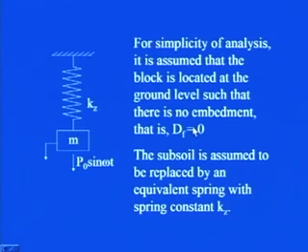Now, you see that the picture which was in inverted form in this particular manner can be simplified like this: this is the rigid base, then this is the soil, the mass is there, and it is subjected to this load P naught sin omega t. So, the subsoil is assumed to be replaced by an equivalent spring with spring constant Kz, which you can see here represents the subsoil, m is the block or the foundation with mass m, and P naught sin omega t is the external force acting on this particular block.